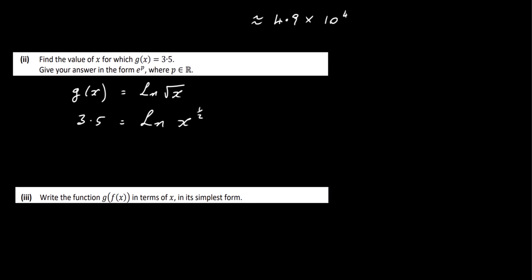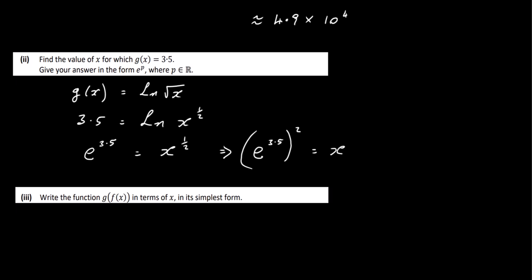There's a couple of ways of approaching this, but there's an e here if you like, so I'm going to change this to index form. So e to the power of 3.5 is going to be equal to x to the power of a half, the square root of x. Now we've got to just square both sides. If I square the left-hand side, I'll get e to the power of 3.5 squared. Square the right-hand side, that'll give me x. And that's really your answer.